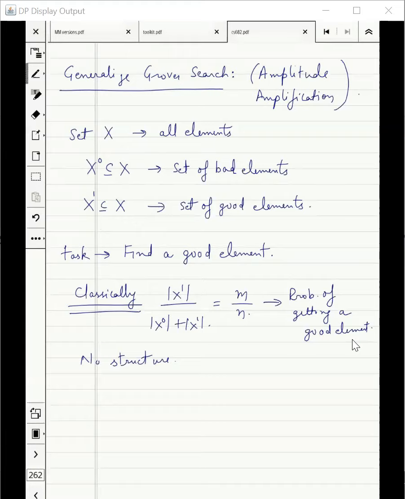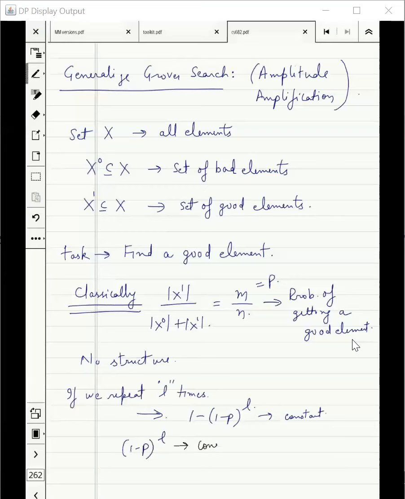Let's calculate it. Let's say this probability is p. If we repeat this L times, what is the probability of failure? One minus p, to the power L. Right? And we want this to become constant. That means we want to have 1 minus p to the L be constant, like 2 by 3 or half or something. Then that means what is L?